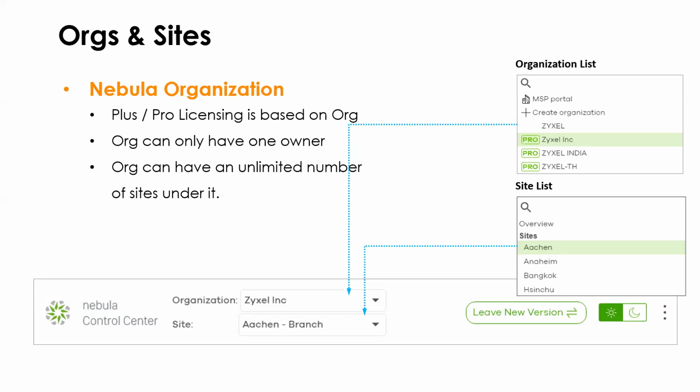A key thing here is organizations can only have one owner, and there are certain features that are only available to that owner. An org itself can have an unlimited number of sites underneath it.